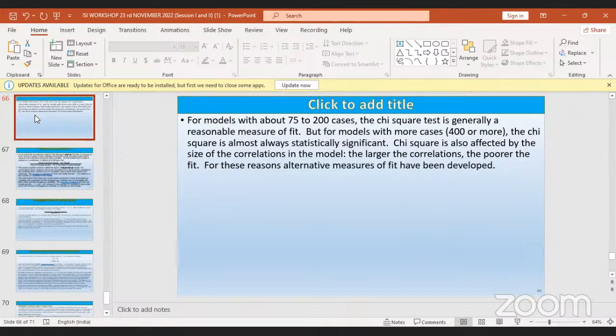Someone was asking about the chi-square test. For models with about 75 to 200 cases, the chi-square test is generally a reasonable measure of fit. But for models with more cases, the chi-square is almost always statistically significant. The chi-square is also affected by the size of the correlations in the model. The larger the correlations, the poorer the fit. For these reasons, alternative measures of fit have been developed.